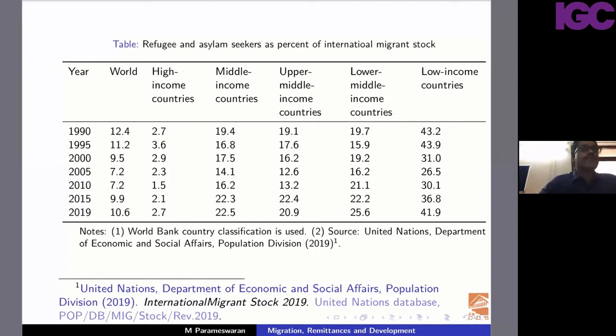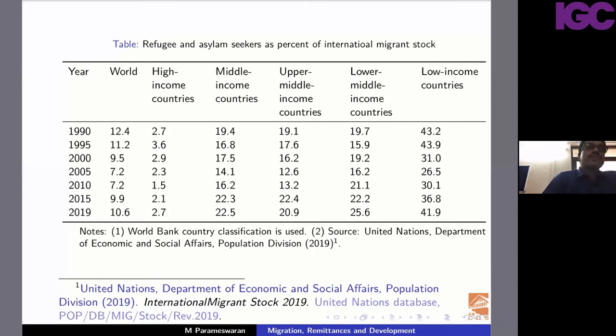It is only 10.6% in 2009, and if you look at higher income countries only, refugees and asylum seekers account for only 2.7%, and the larger part of the refugees is in the low income countries.